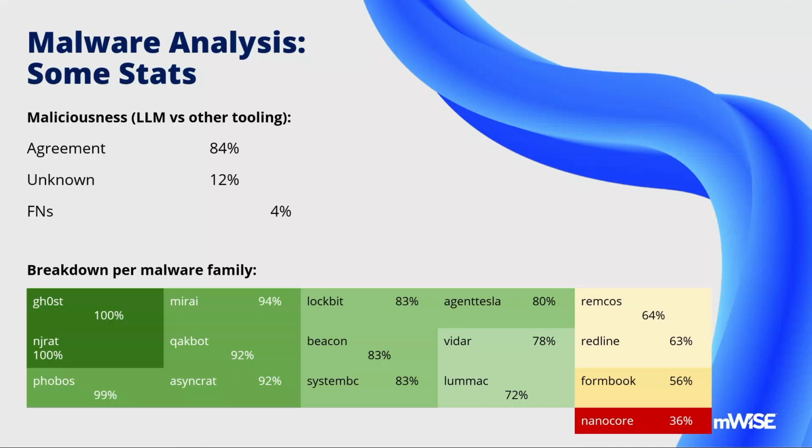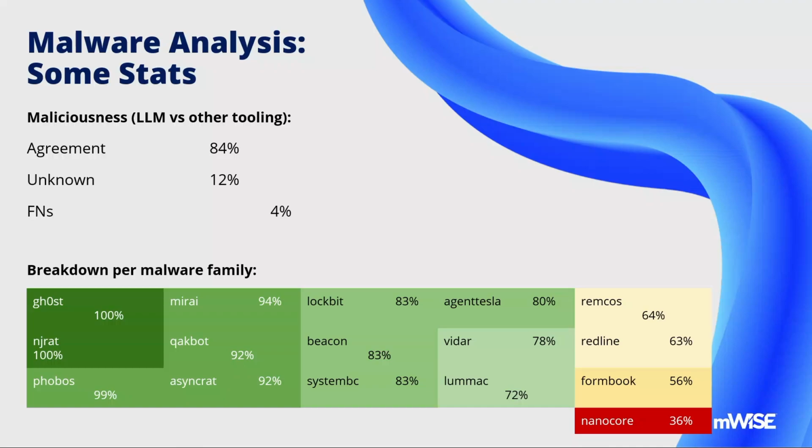We have 3 that is 60, 50, which is not great. And then this nanocore, which is terrible. And actually, I was checking this nanocore, why this is so bad. And it's because the samples we were analyzing were built with AutoIT. So it's kind of a packer. And in this case, the LLM couldn't understand what was going on.